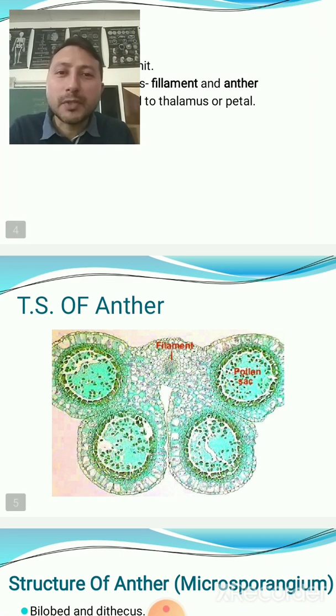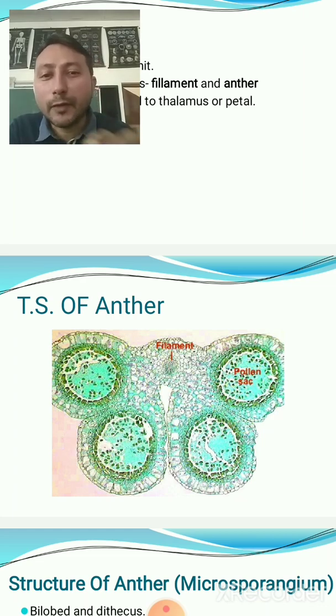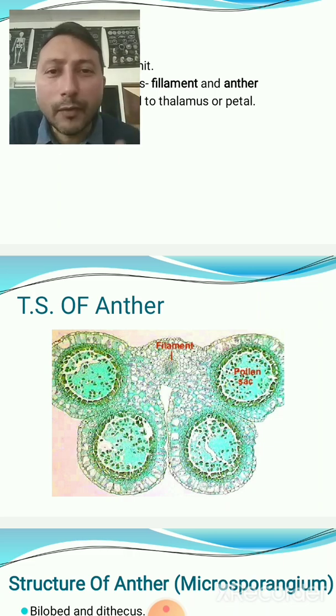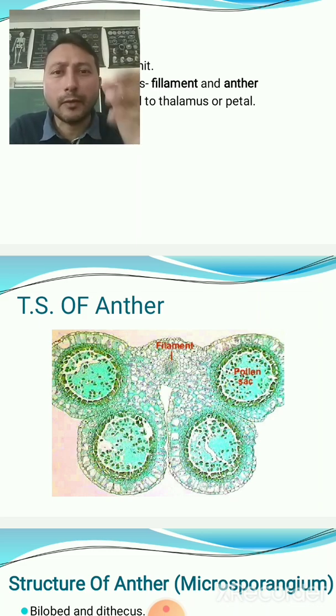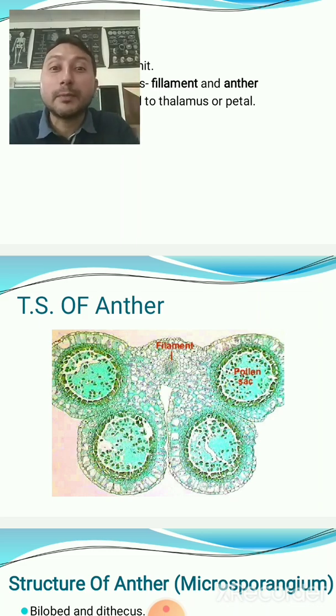And when we observe the transverse section of an anther, we will find there are different lobes and different pollen sacs, and in the pollen sacs you will find thousands of pollen grains. When you dust a mature flower on a white paper, you will see the yellow colored dust fallen on your paper, which is nothing but pollen grains.